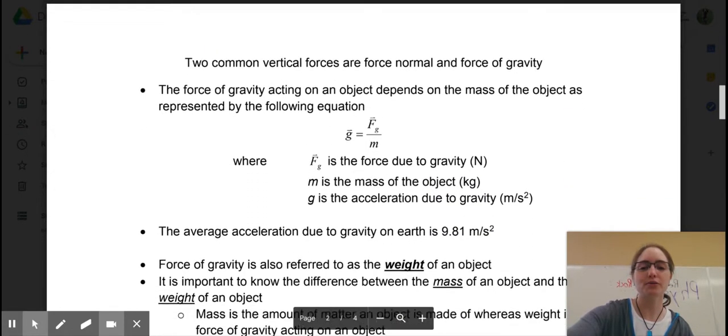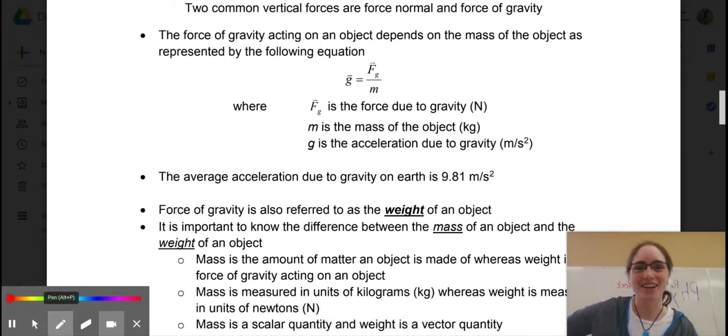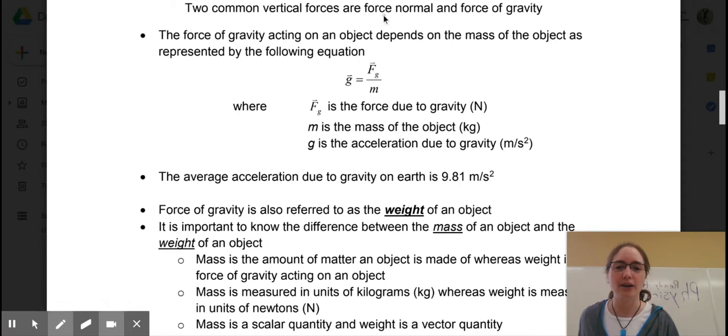All right, so we're going to scroll down to our notes here, and we are going to get started. When we're looking at our vertical dynamics, we're going to be focusing only on forces on the y, and we're going to be looking at objects that are only moving up and down. So they're not going to have any horizontal forces. Our free body diagrams are going to reflect that. So the two most common are force normal and force of gravity.